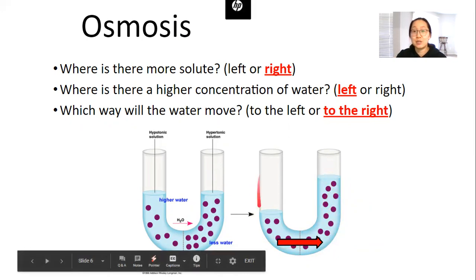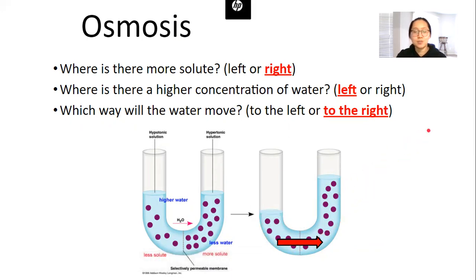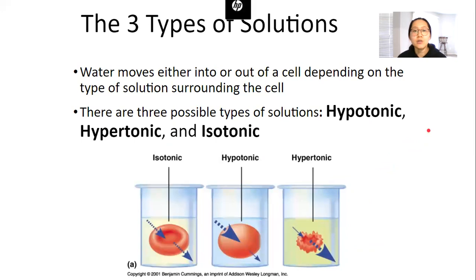So if you have a U-tube, it's actually called a U-tube because of the shape of it. If you have a U-tube like this, you can separate the middle with a selectively permeable membrane and watch the water rise on one side because it's just saltier on one side. It's pretty cool.